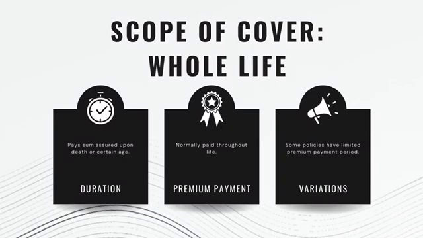Okay, so right now we will move to whole life insurance. In whole life insurance, the scope of cover has three parts. First is duration, second is premium payment, and third is variations. First is duration: pays the sum insured upon death or at a certain age. Second is premium payment, normally paid throughout life. And lastly is variations. Some policies have a limited premium payment period.